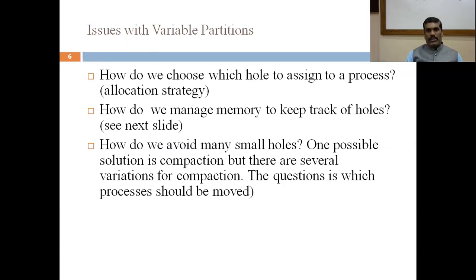Issues with variable partitions. How do we choose which hole to assign to which process? That is the allocation strategy. How do we manage memory to keep track of holes? How do we avoid many small holes? One possible solution is compaction, but there are several variations of compaction. The question is which process should be moved.